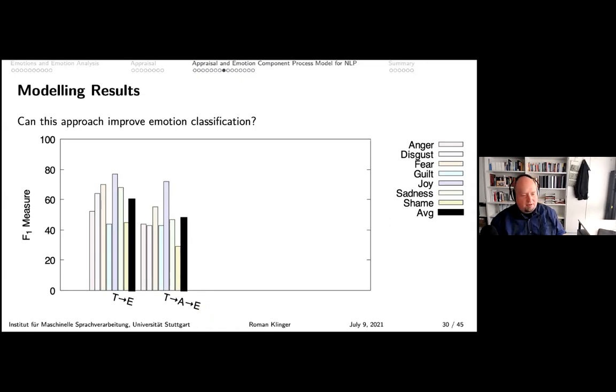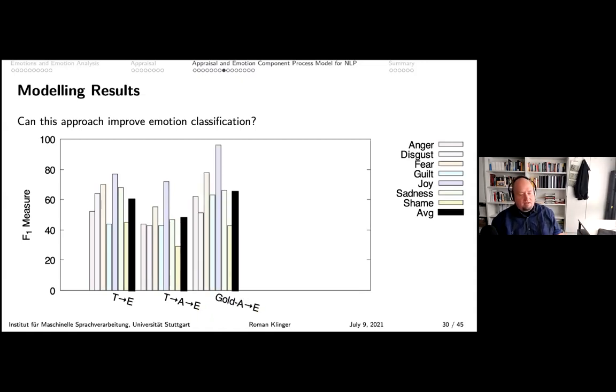Of course, this motivates the question if it in principle makes sense to go this way, and you can replace the prediction by the appraisal by the annotation in the data. And if you do this, you can actually see that it's worth looking into appraisal. It's just that our appraisal dimension classifier is not good enough yet.